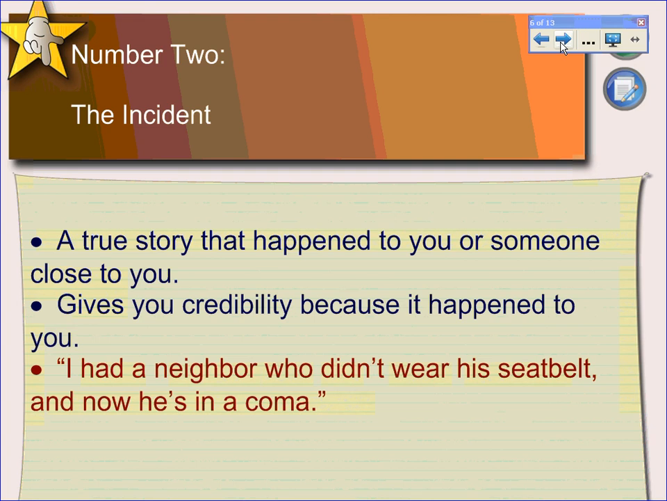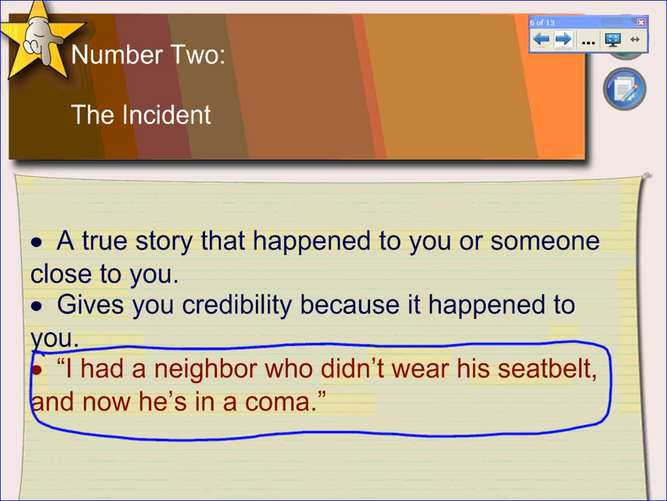So for example, we have this example here. I had a neighbor who didn't wear his seatbelt and now he's in a coma. Serves as a very good introduction as to why you should wear your seatbelt, especially if it's true that you actually did have a neighbor that didn't wear their seatbelt. Now you've kind of hooked everyone into the paper. They want to find out the story. They want to find out what happened, and that instantly hooks them in.